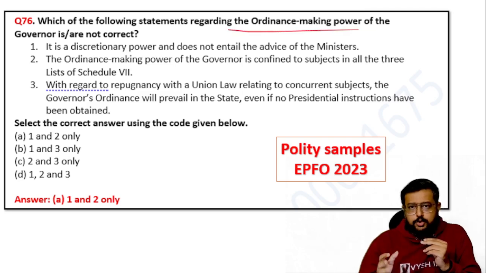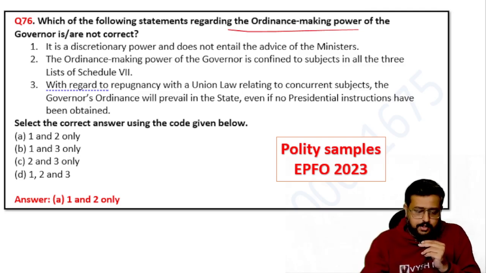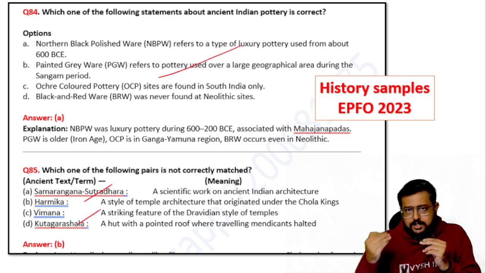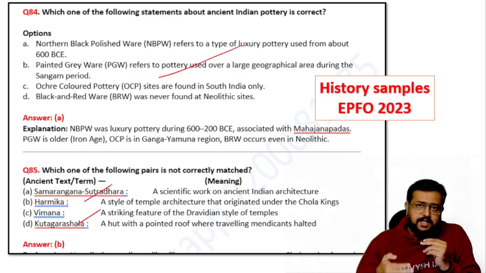Then polity, usual, your preamble, your fundamental right, fundamental duty, DPSP, ordinance, governor, president, prime minister, from everything question can come, but more factual than what is asked in the civil service. Civil service more concept is asked, here more fact is asked. Okay. Then we have the history, where again ancient, medieval, art and culture, everything is there. So pottery, your different temple styles, then different ancient related terms, all these I think in UPSC also once upon a time they used to ask, but now it has gone more conceptual. Here it is still the factual paper.